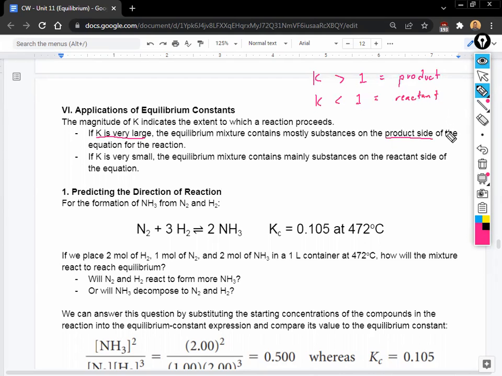And how big it is will determine how much product you have relative to the reactant. So if your K is like 10 to the power of 10, you're going to have way more product, barely any reactant. But if it's like 10 to the power of negative 10, then you'll have mostly reactant and very little product. Okay, that should be review. But any questions about that?